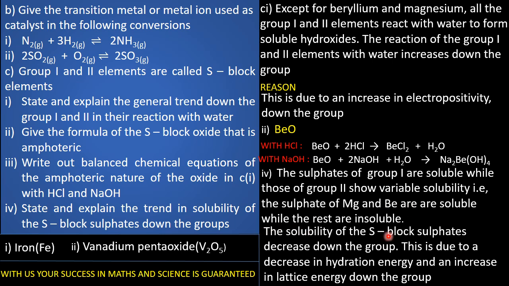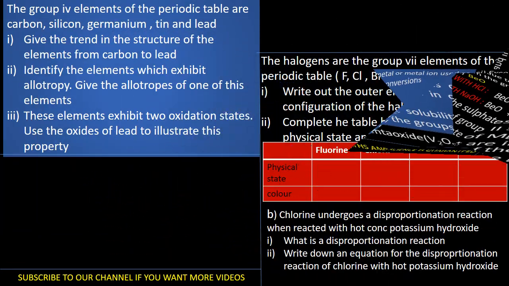So in this case now, since the solubility of the S block elements decreases down the group, it therefore means that the hydration energy down the group does what? Decreases, right? While lattice energy increases. Good. So that's what we have, guys. So let's have a look at our next question.